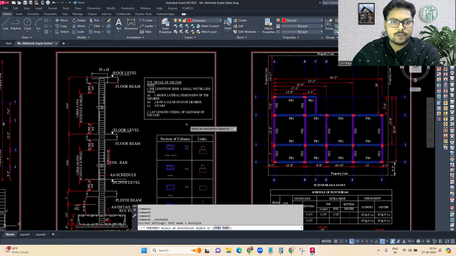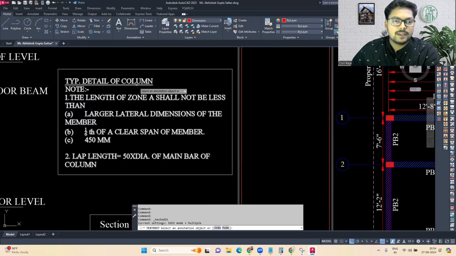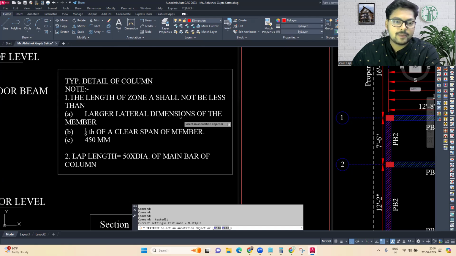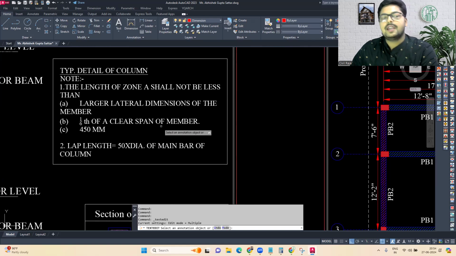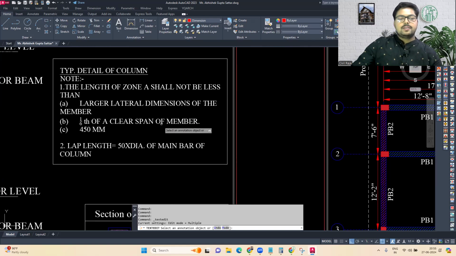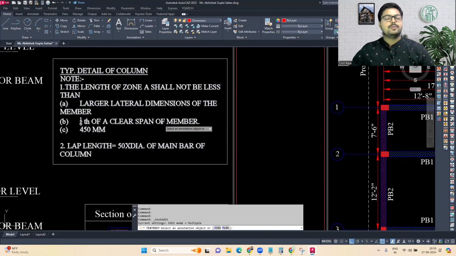Now we will go ahead with the notes section. Basically the typical detail of the column: the length of zone A shall not be less than the larger lateral dimension of the member. Second is 1/6 of the clear span of the member, or 450 mm. The lap length should be 50 into dia of the main bar of the column.